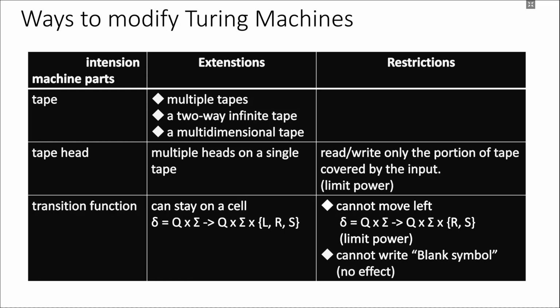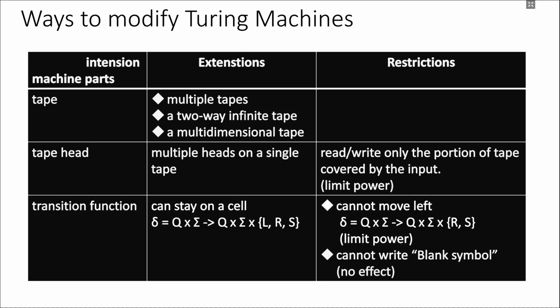On the other hand, restricting the head positions to only the portion of the tape covered by the input limits the power of Turing machines. Its equivalent machine is a linear-bounded automaton that recognizes context-sensitive languages. We will not talk about the details of this machine. Replacing the move left option with the stay put option also limits the power of the Turing machine. It is actually a homework question. We will talk more about it a little bit later.